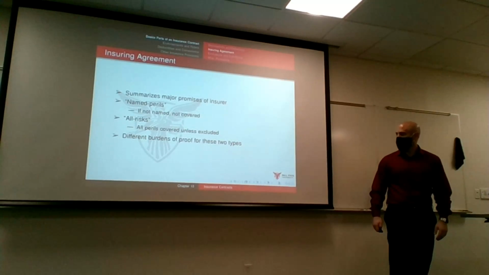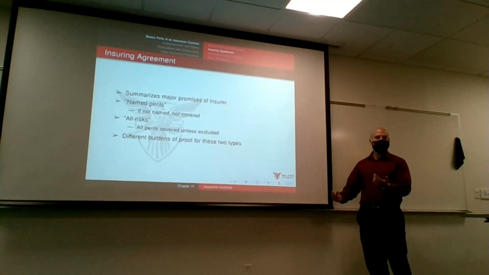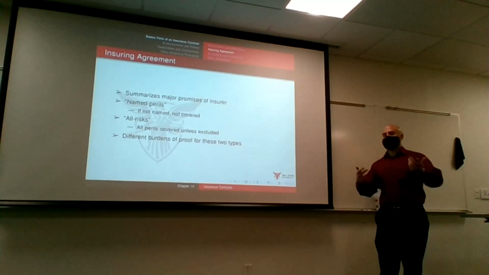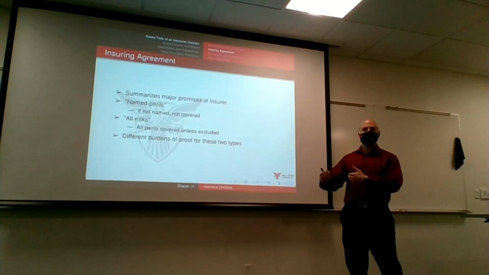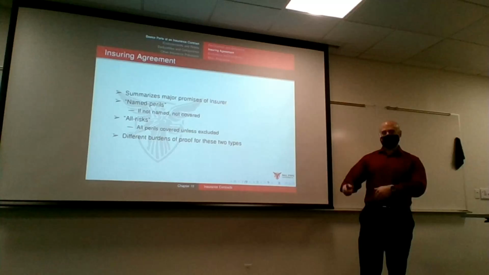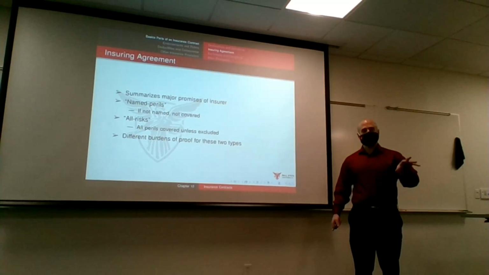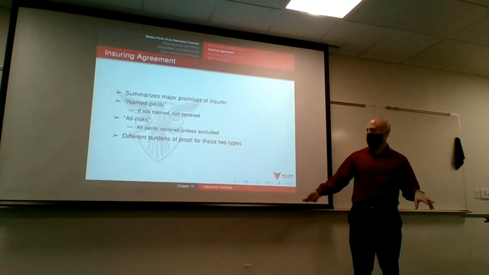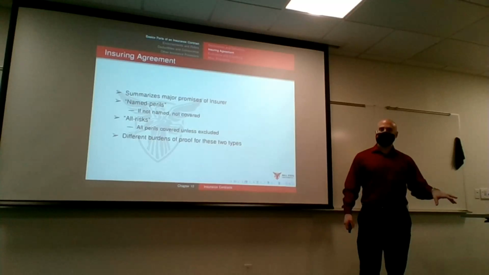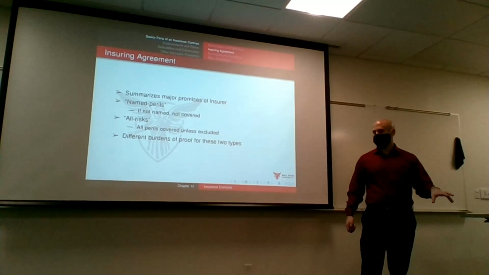Now I could get into a deeper discussion about what's omitted and false positives and false negatives, but really here's the burden that's been shifted from one party to the other. So named perils, that's the policyholder, the insured. All risk, that's going to be the insurance company or the insurer.